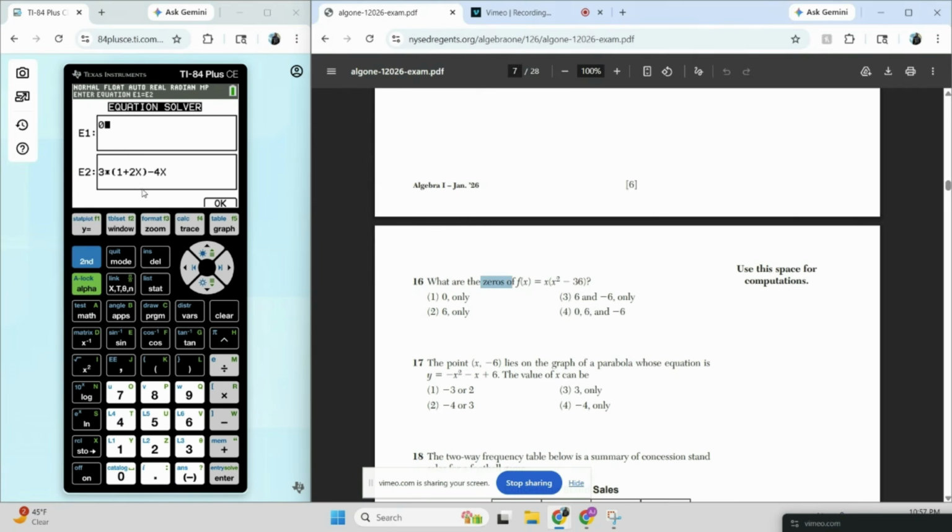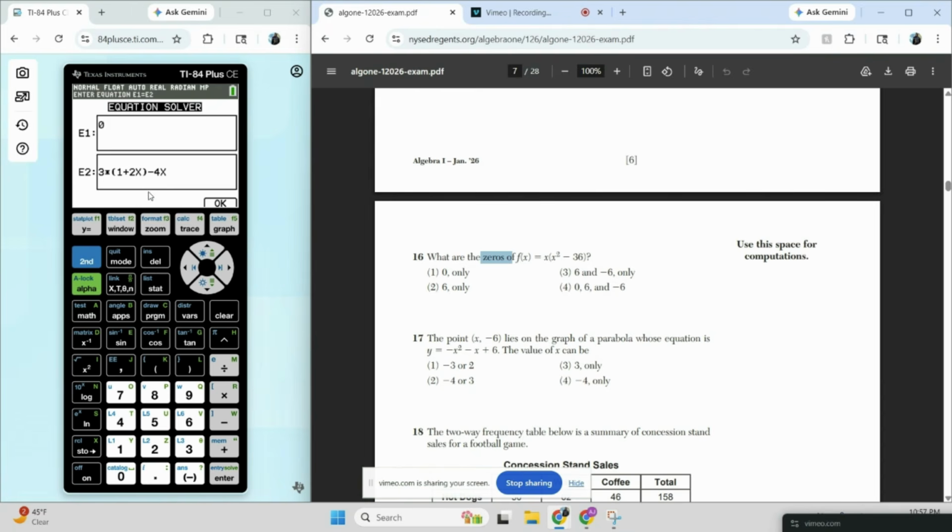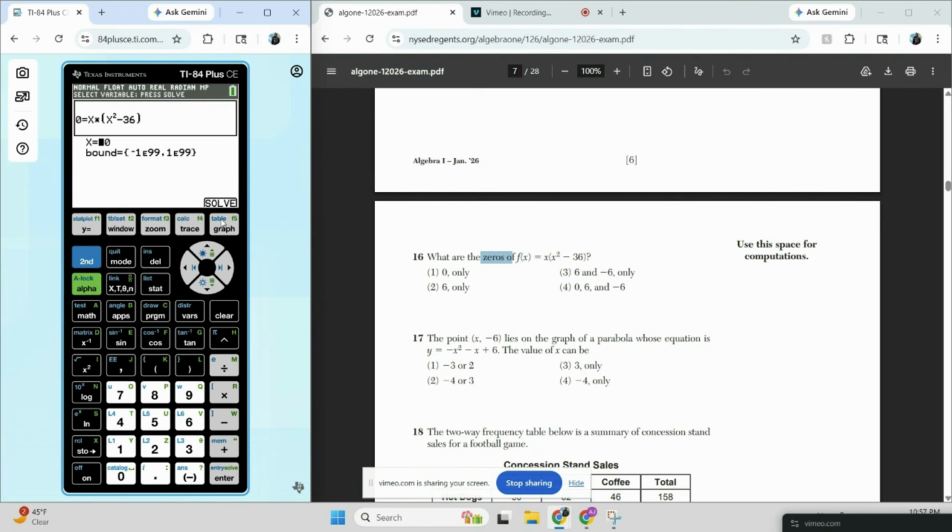So I'm looking at 0 for my left side. My right side. Now, if I look, I've got implied multiplication here, so I'm going to actually put the multiplication symbol in. I've got x times x squared minus 36. 0 equals x squared minus 36. I'm going to say okay.